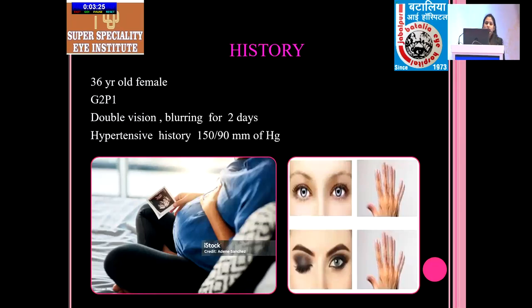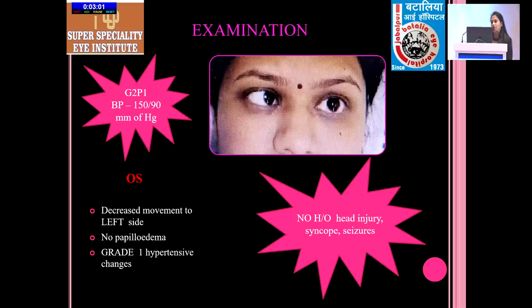Yes. So this is one of the cases that I came across in my practice last year. She was a gravida 2 para 1, 36-year-old female patient who complained of double vision and blurring for 2 days. Her only history in the present pregnancy was hypertension of 150 by 90 millimeter of mercury. Apart from this, she had no other symptoms. She came to the ophthalmic OPD with a blood pressure of 150 by 90 millimeter of mercury.